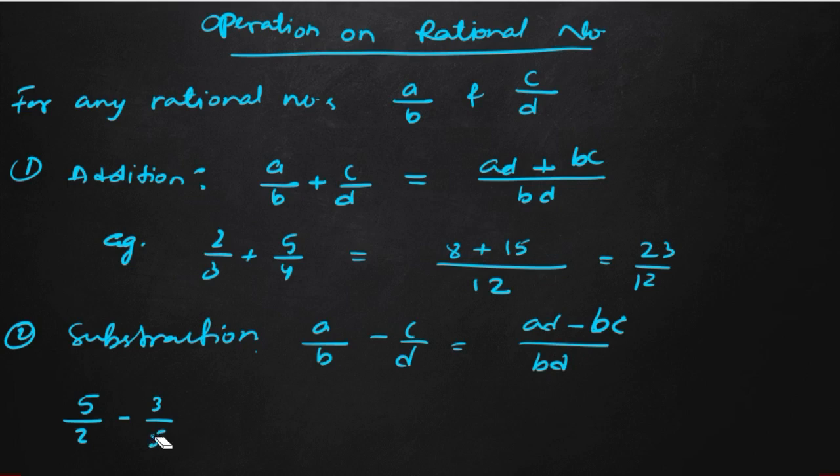Okay, so if we take another example, suppose 5 by 2 minus 3 by 7. If you take the LCM, 7 2s are 14, and again 5 is multiplied to 7, 5 7s are 35, and you have to put negative, 3 2s are 6. So this will be our 29 by 14. This is already in the simplest form.